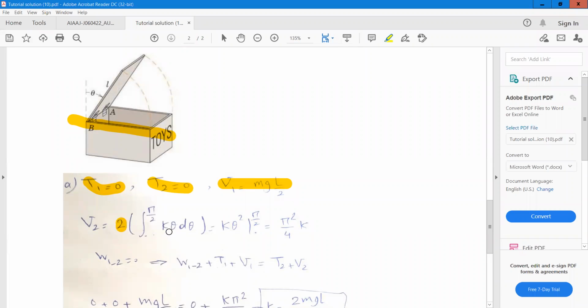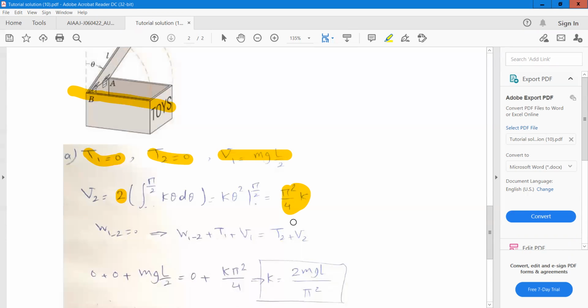So in this equation, if we calculate this, the integral of theta d theta is theta squared divided by 2, which the 2 is cancelled out with this 2. So we will have k theta squared from 0 to pi over 2. So this term is the potential energy in the final position, pi squared divided by 4 times k.